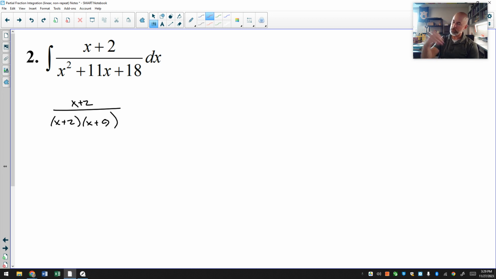Now, if you wanted to do the full partial fractions, you could. It will be unnecessary. Those cancel. This turns into just the antiderivative of 1 over x plus 9. And that would be the natural log of x plus 9.